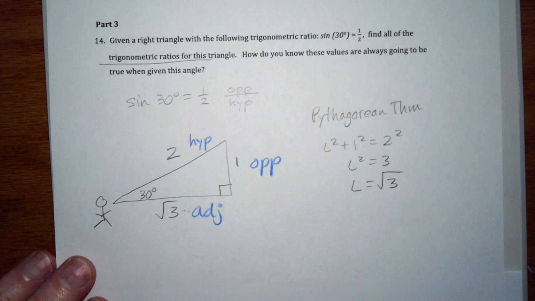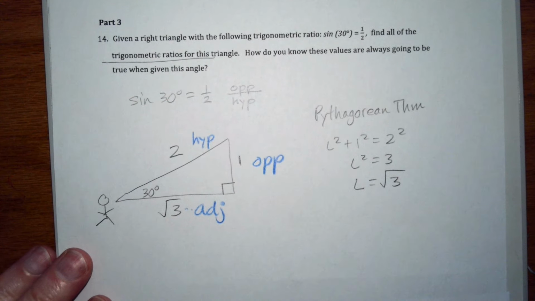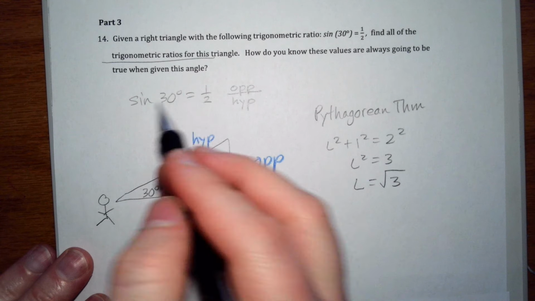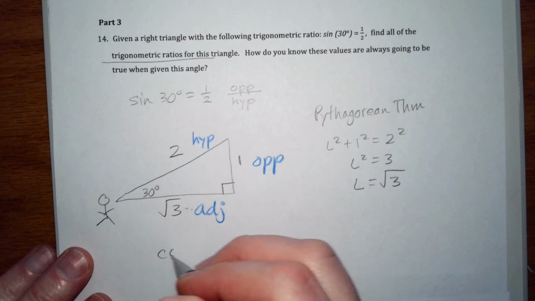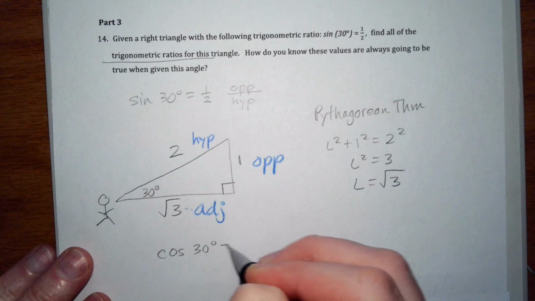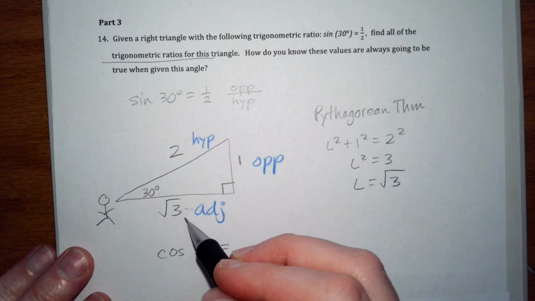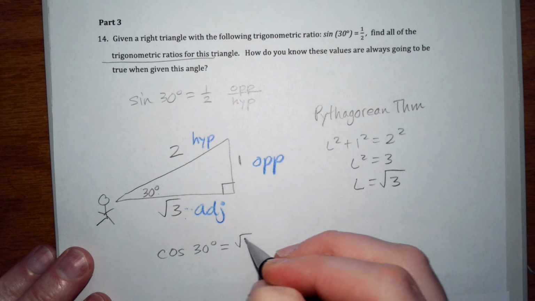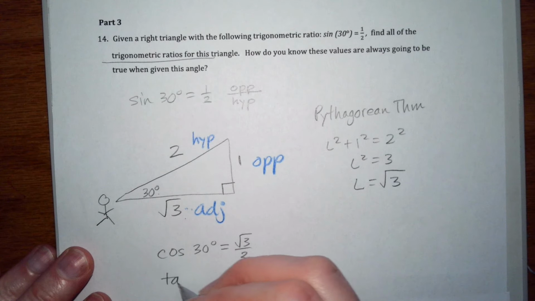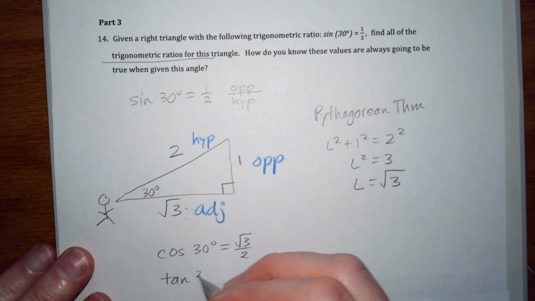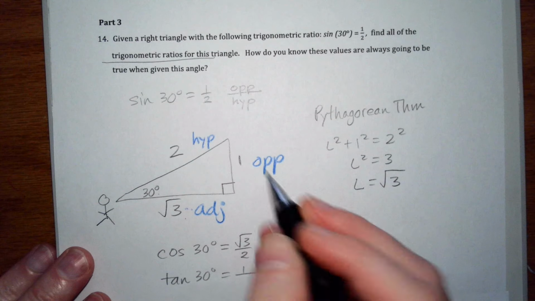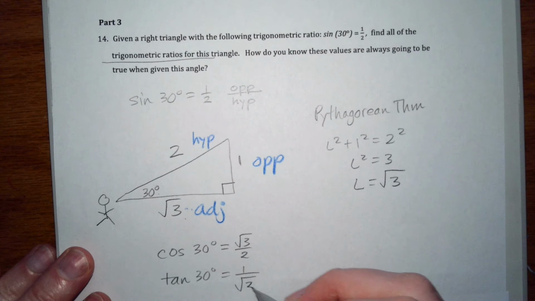Okay, so let's find all of the ratios. Okay, so we already know sine 30 degrees is 1/2. So cosine of 30 degrees is adjacent over hypotenuse, so root 3 over 2. Tangent of 30 degrees is opposite over adjacent, so 1 over root 3.